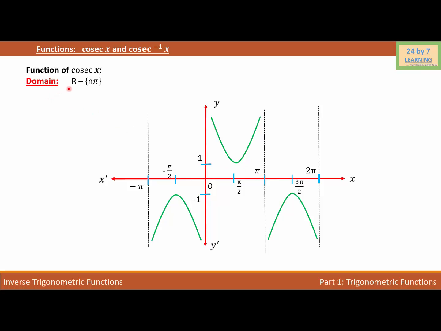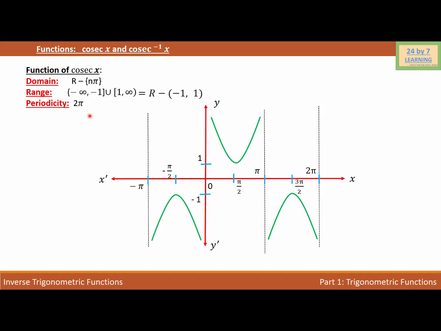So the domain of the cosecant function is all real numbers excluding multiples of pi, and the range is from negative infinity to negative 1 and then from 1 to positive infinity. In other words, we can say that the range of the cosecant function is R minus this part, negative 1 to 1, excluding the end values negative 1 and 1. And the periodicity of the cosecant function is 2 pi, because the cosecant function repeats itself at an interval of 2 pi.